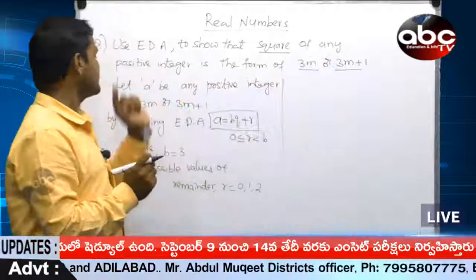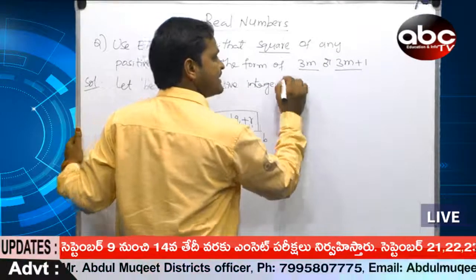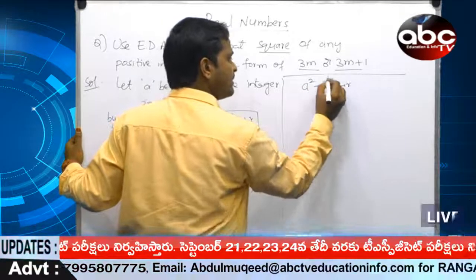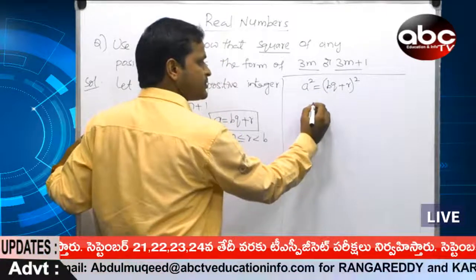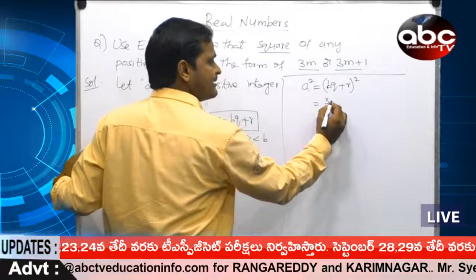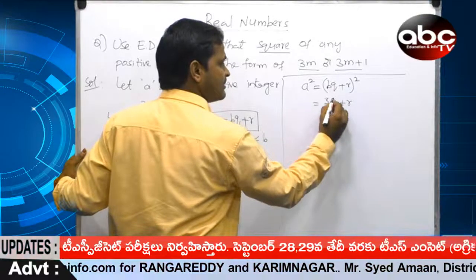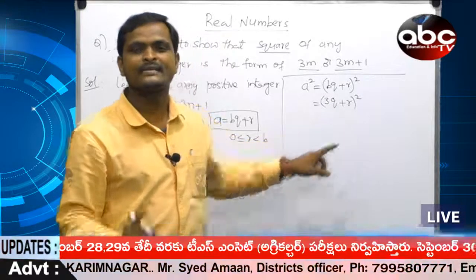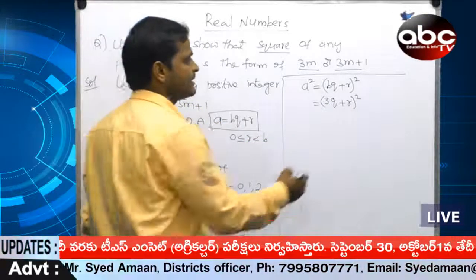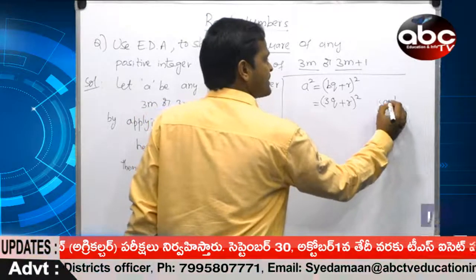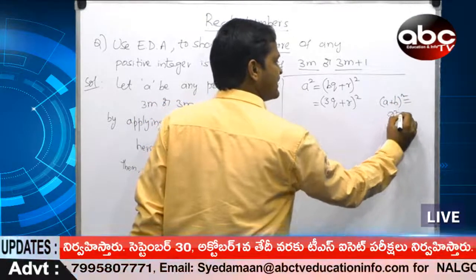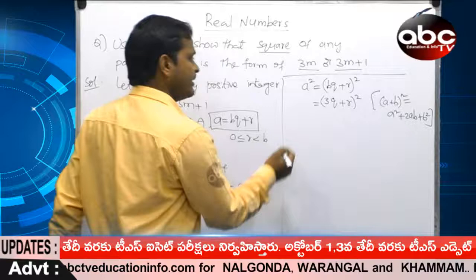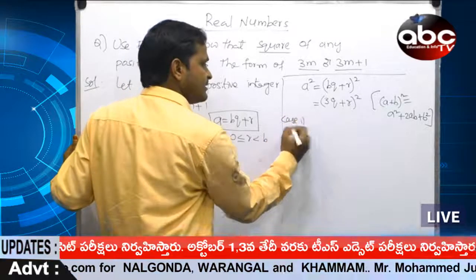Square of any positive integer: then a² = (bq + r)². Students, what is the value of b? 3. So (3q + r)². You know the (a + b)² identity: a² + 2ab + b². Okay, then now case 1. Just expand it.